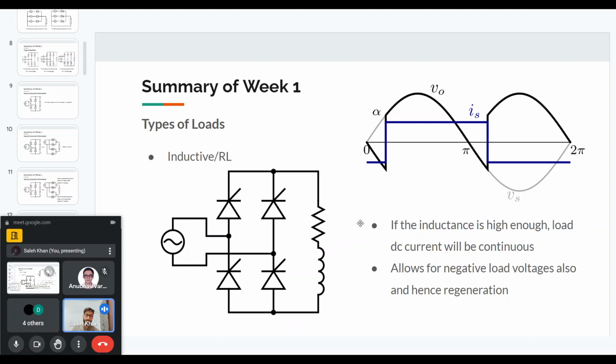So someone had asked in the previous session how can thyristors allow for regeneration when they do not allow a negative current? But it is because of the negative voltage handling capability that the output voltage can become negative while the current remains positive. So that is why we can have negative power flow, and that allows for regeneration option in the motor loads where the power flows from the motor to the source supply when we are braking the motor. So this was for RL loads.